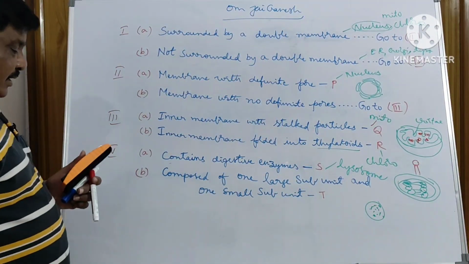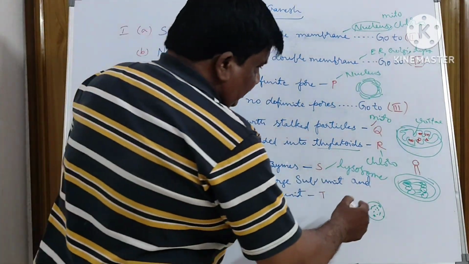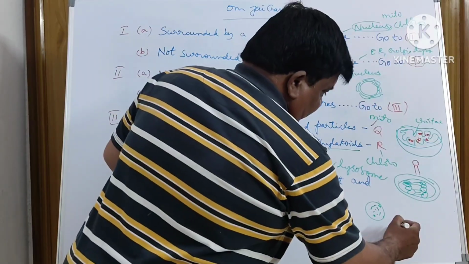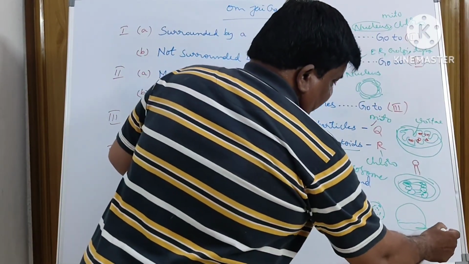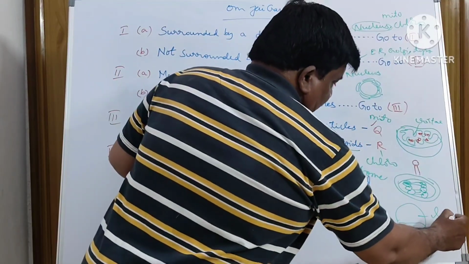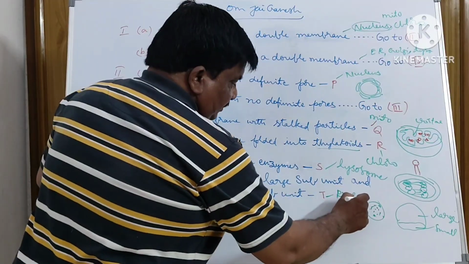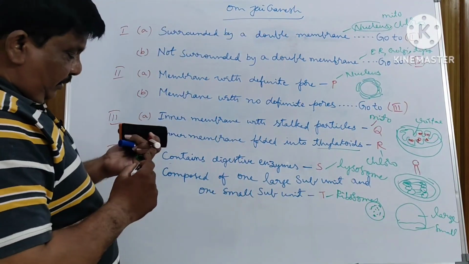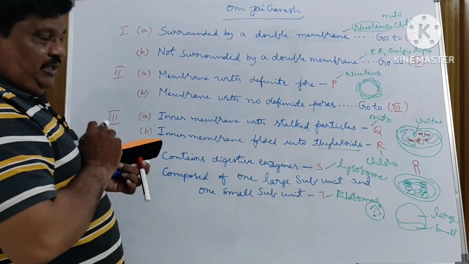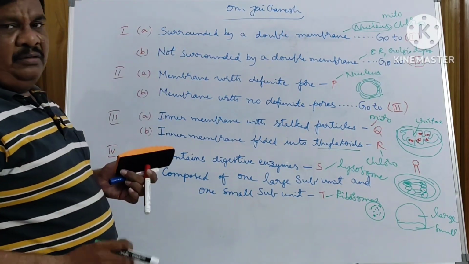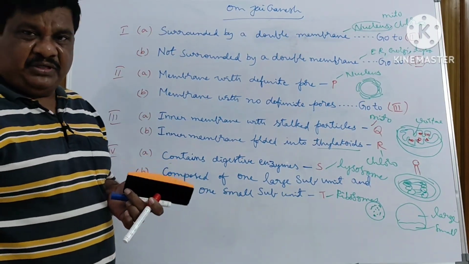Next, composed of one large subunit and one small subunit. The cell organelle which has 2 units, one small subunit and one large subunit, is nothing but ribosomes. What is T? Ribosomes. Just now we solved what P is, what Q is, what R is, what S is, what T is. We solved the question. Now we have to see the options given for this question.